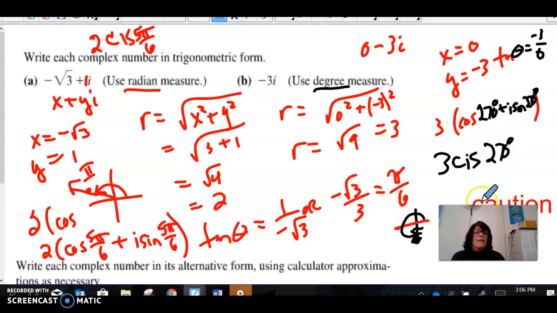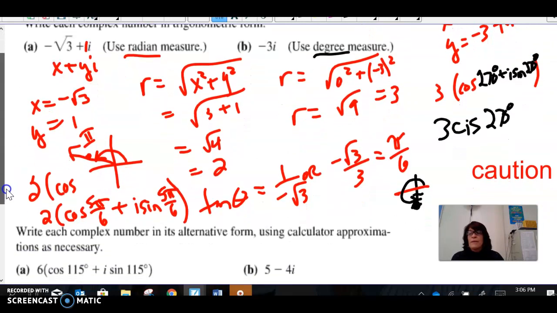Okay? My caution here is thinking that, oh, I can't take negative 3 over 0, so I can't write this. And, you know, think about it. It's where is tangent undefined? Sometimes you will have 0 on the bottom. Okay?